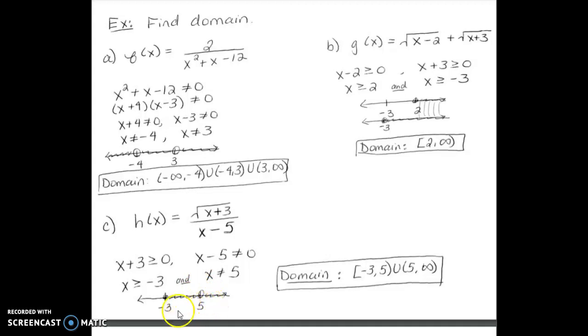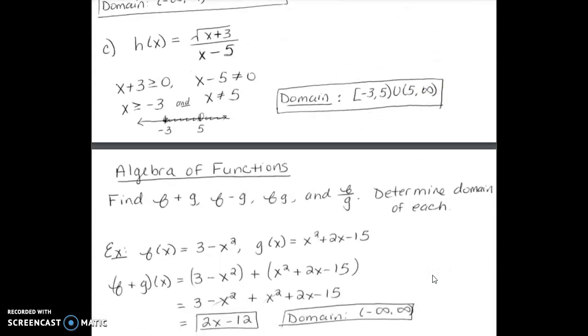So that splits this up into two pieces. So a bracket at negative 3 up to 5 with a parenthesis is my first interval. Then I'm going to put a union sign because I got a second one to include as well. The parenthesis starting on the other side of 5, and then all the way to positive infinity.